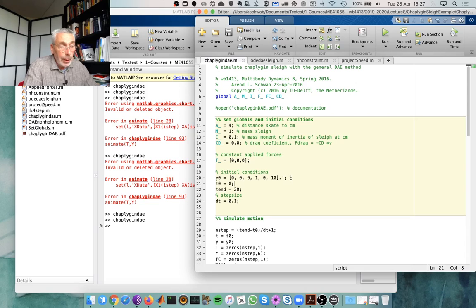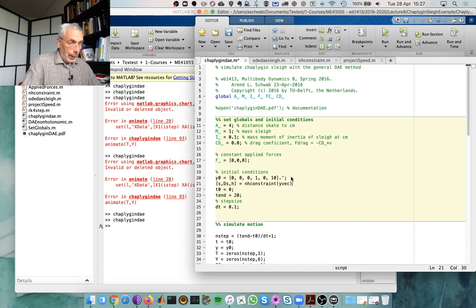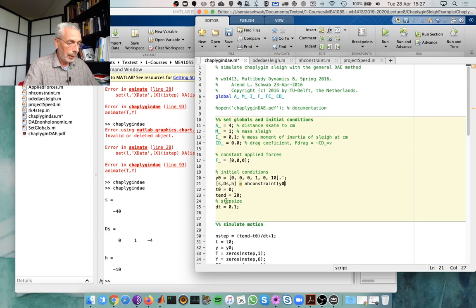So maybe we should check this, and we can check it because we can calculate what the constraint values are. So we stop here and only run the first part. So on y0, let's check what our constraint value is for the initial speeds. So we only run this section. Aha! It's not 0, it's minus 40. So meaning that these velocities do not fulfill our non-holonomic constraint.